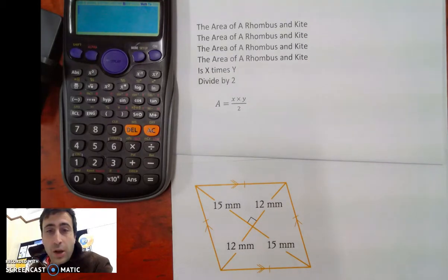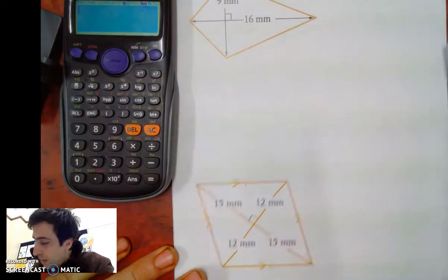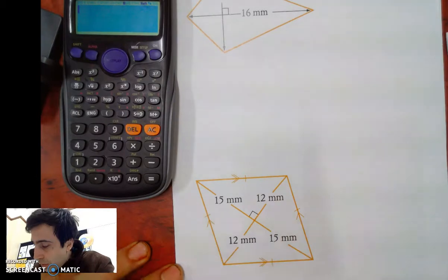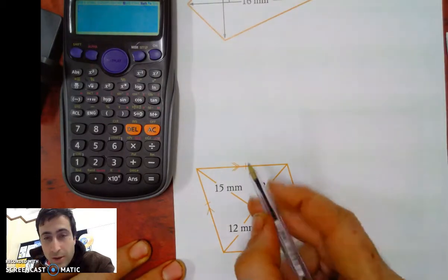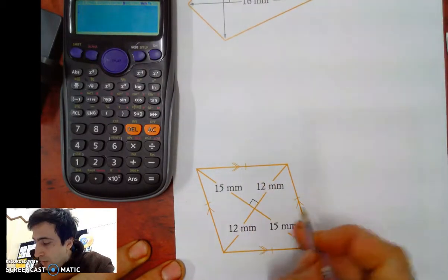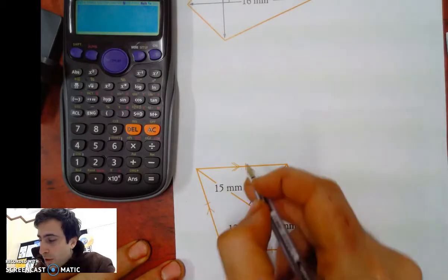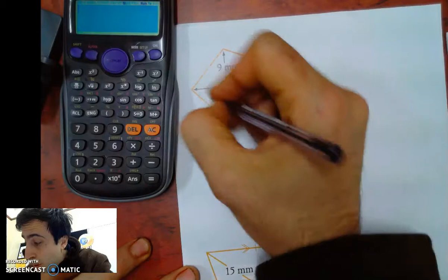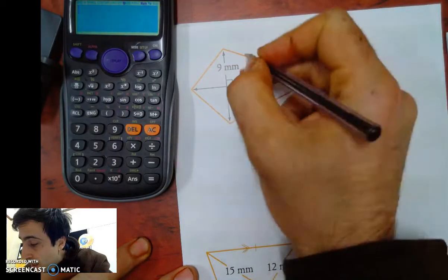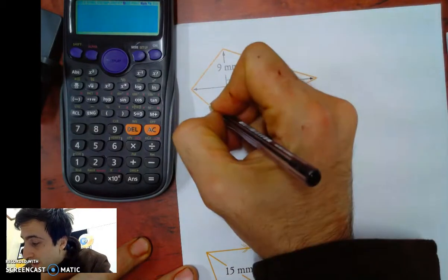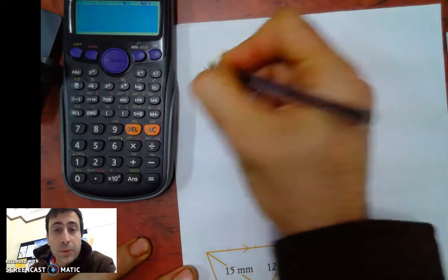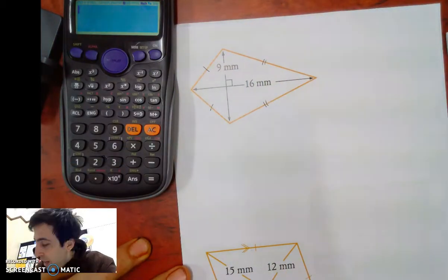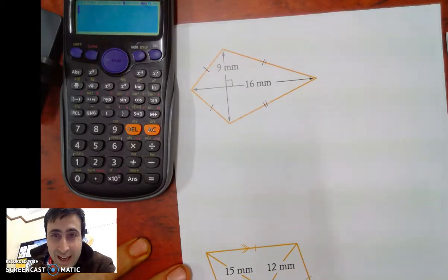Now, a rhombus is basically a square that's been pushed over. It's got two sets of parallel lines and all the sides are equal. Whereas a kite has no parallel lines and it's only adjacent sides that are equal. Regardless though, the way that we find the area of both of these is the same.